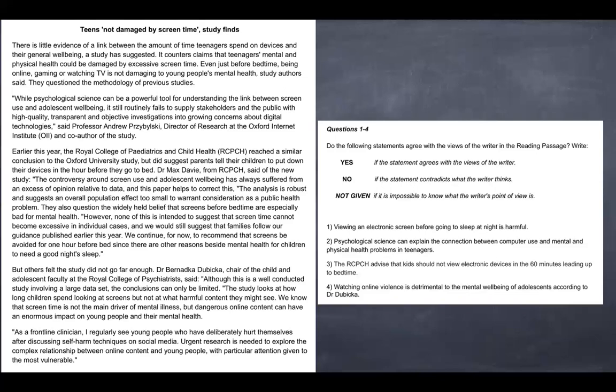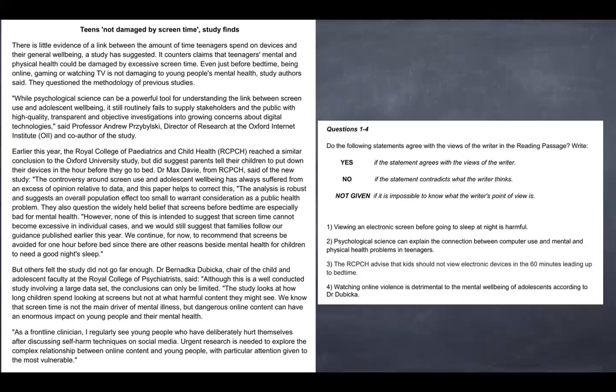First three lines. Earlier this year, the Royal College of Pediatrics and Child Health, that is RCPCH, reached a similar conclusion to the Oxford University study, but did suggest parents tell their children to put down their devices in the hour before they go to bed. So parents advise the kids to put down their devices.